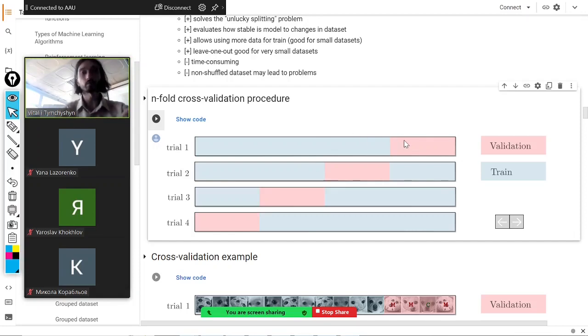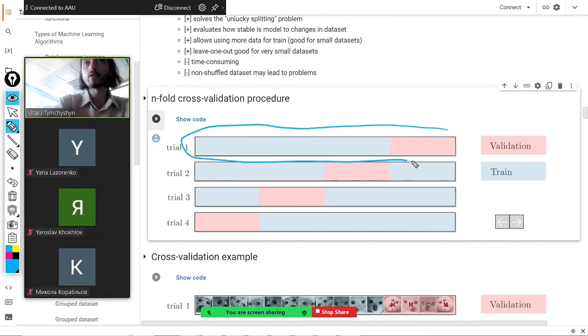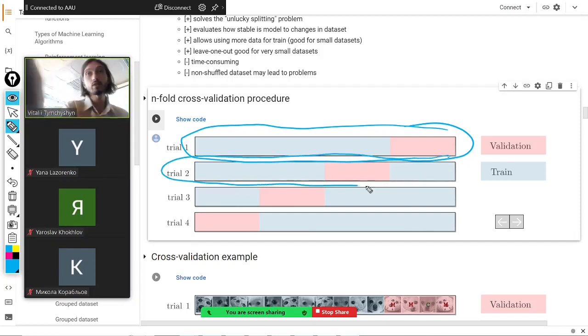So the first trial I did. Then I take once again the same data set, but I put different 25 pictures into the folder validate, and the remaining 75 into folder train. And once again I retrain my model from scratch. So I throw away everything I had before, and I retrain it from scratch on new pictures, and once again I test it on the validation set, on that new validation set. And so I do this 4 times, and I get 4 different numbers.